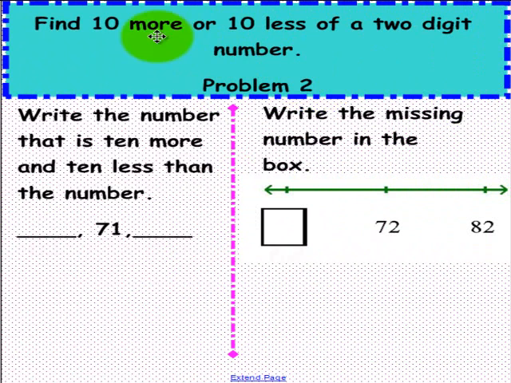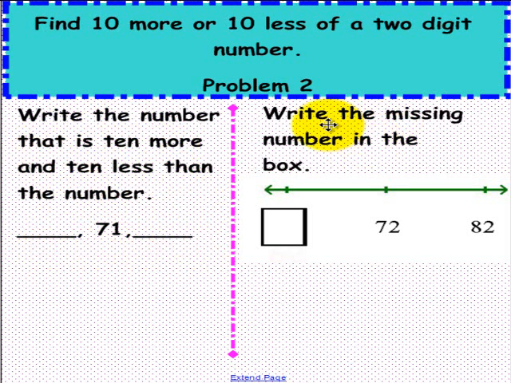Problem 2. Don't forget, we're working on 10 more or 10 less of the two-digit number. Let's look at the first part. Write the number that is 10 more and 10 less than the number presented. Here's 71. Right over here, that is 10 less, and write the number that is 10 more.